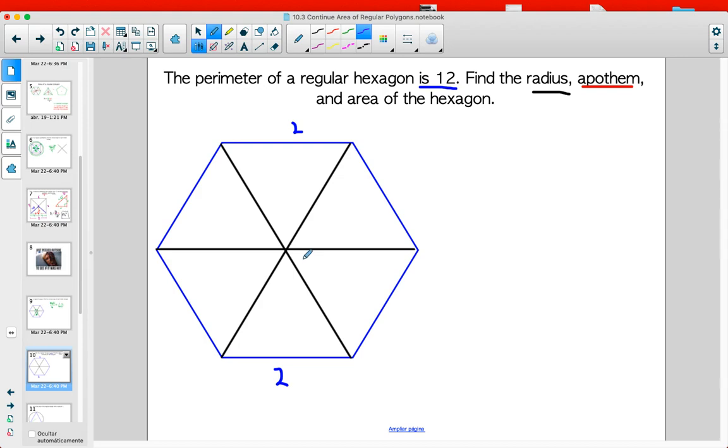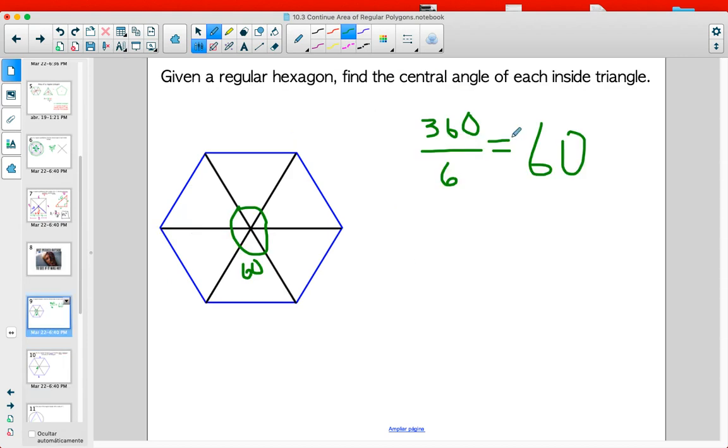And we also know one additional thing. We know that this central angle is 60 degrees. So I'm going to put it on this triangle, 60 degrees, even though we know that this is also 60, 60, 60, 60, 60. Why? Because we just did that on the last question. 360 divided by 6 is 60 degrees.